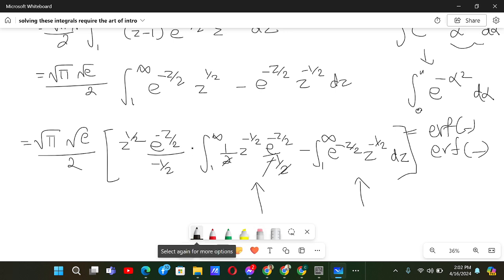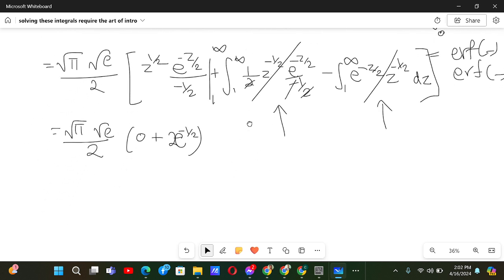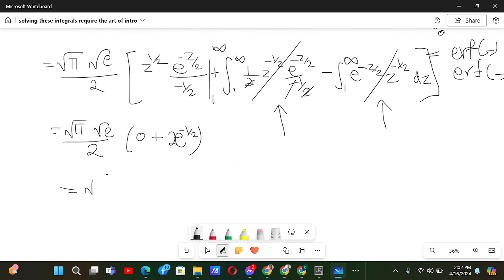Do you notice that or not? Yeah, these two are the same at opposite signs, so they cancel each other out, and that's a pretty nice thing. And this is from 1 to infinity. So you have root pi root e by 2, and at infinity this is 0 and minus, here's a minus, so that becomes plus. At 1 this is 1, this is e to the power minus 1 by 2, and this 2 comes up, so 2 times e to the power minus 1 by 2. Now this nicely cancels to just the root pi.